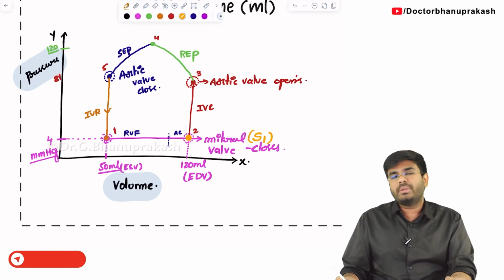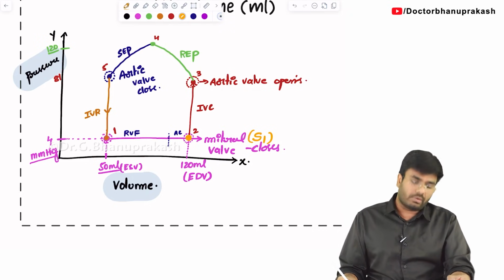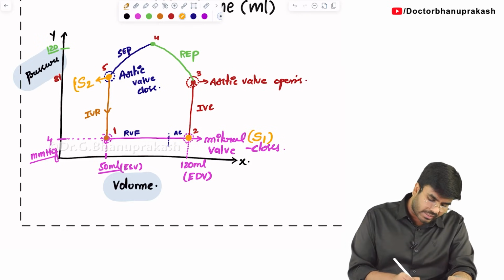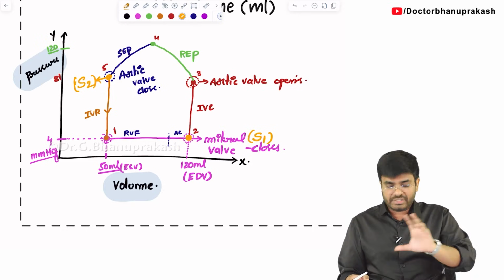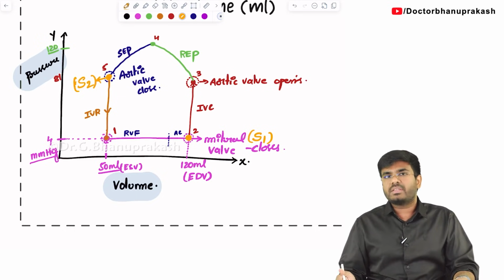And S2 heart sound, tell me, S2 heart sound is due to the closure of the aortic valve. So where does the aortic valve close? This is the place where the S2 heart sound is heard. If I am the examiner, this is the type of question that I will ask. Where S1 heart sound is heard, where S2 heart sound is heard, which phase is isovolumetric contraction, which phase is representing the ventricular filling. This is how you can expect an MCQ.